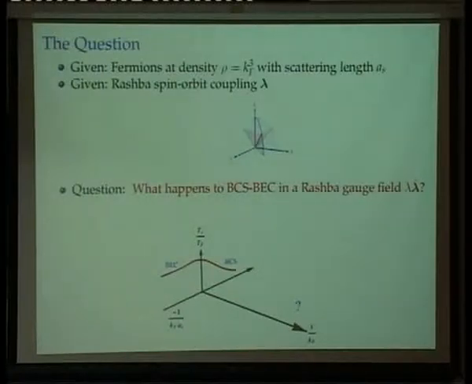The phase diagram is this. This is the inverse scattering length plotted on this axis, with exponentially small transition temperature on this side, and transition temperature of the order TF on this side. The question is, what happens if I increase lambda? That's the question I'm going to address.